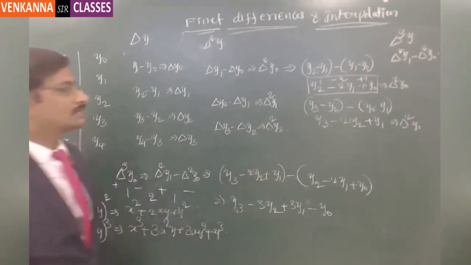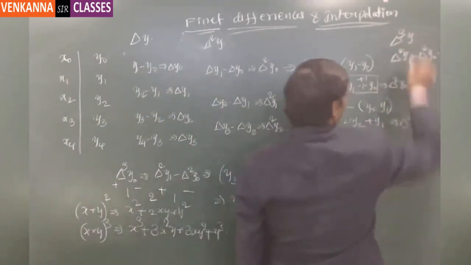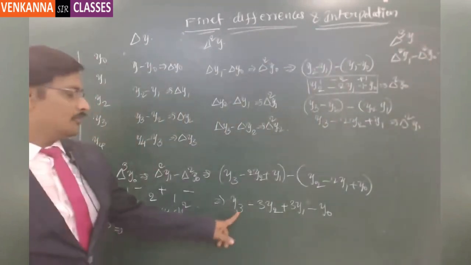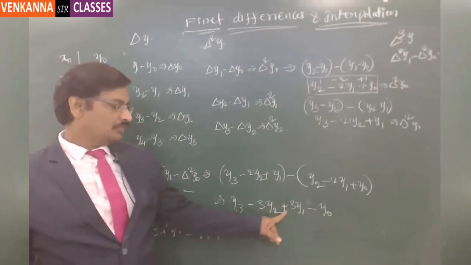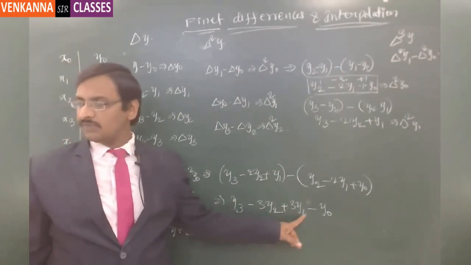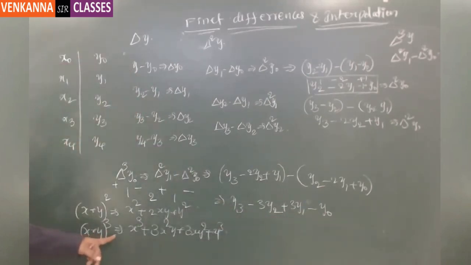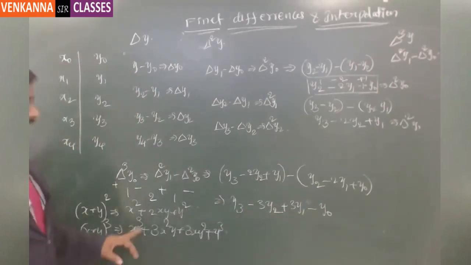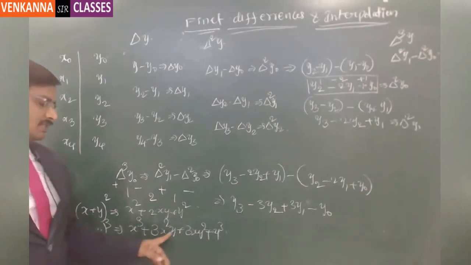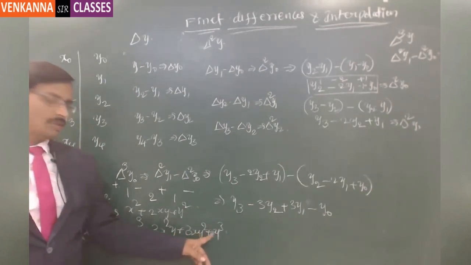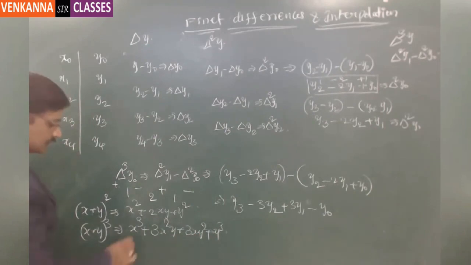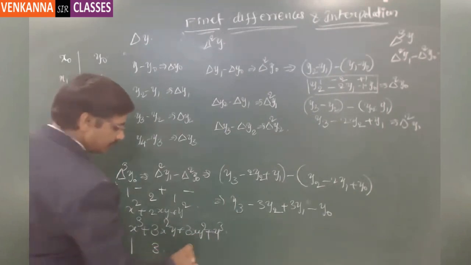Now if you try to consider del cube of y, if you calculate it, this is coming out to be y3 minus 3 times y2 plus 3 times y1 minus y0. Here, x plus y whole cube, if you try to expand with the help of binomial expansion, is x cube plus 3x square y plus 3xy square plus y cube. The binomial coefficients are 1, 3, 3 and 1.